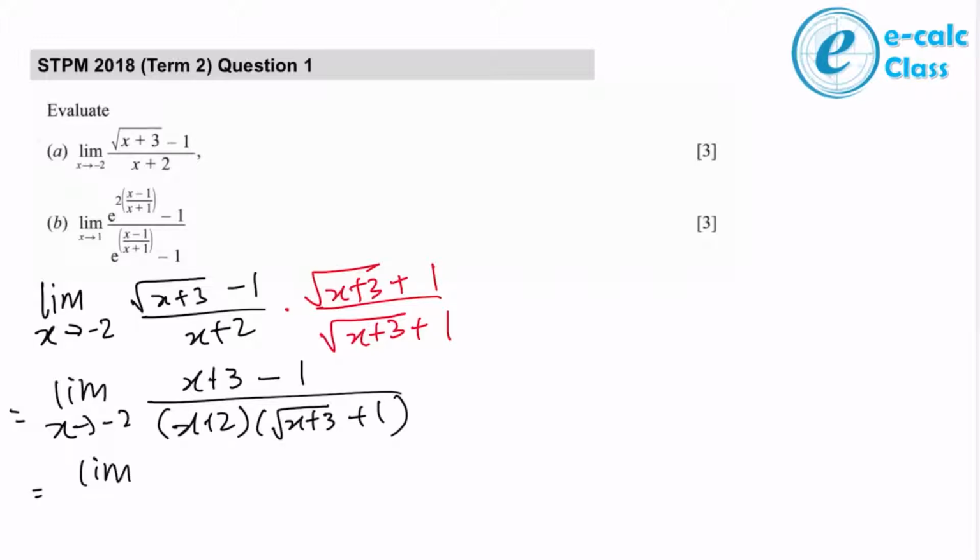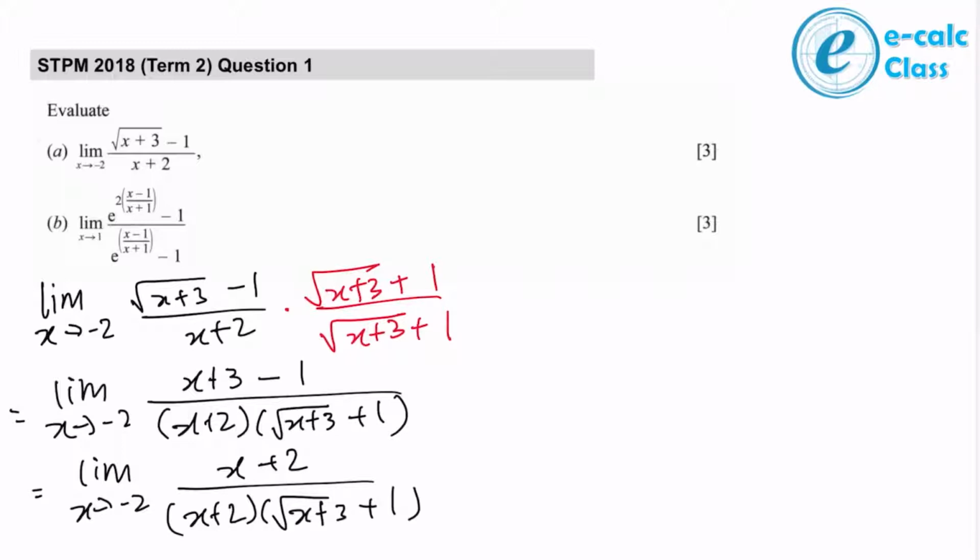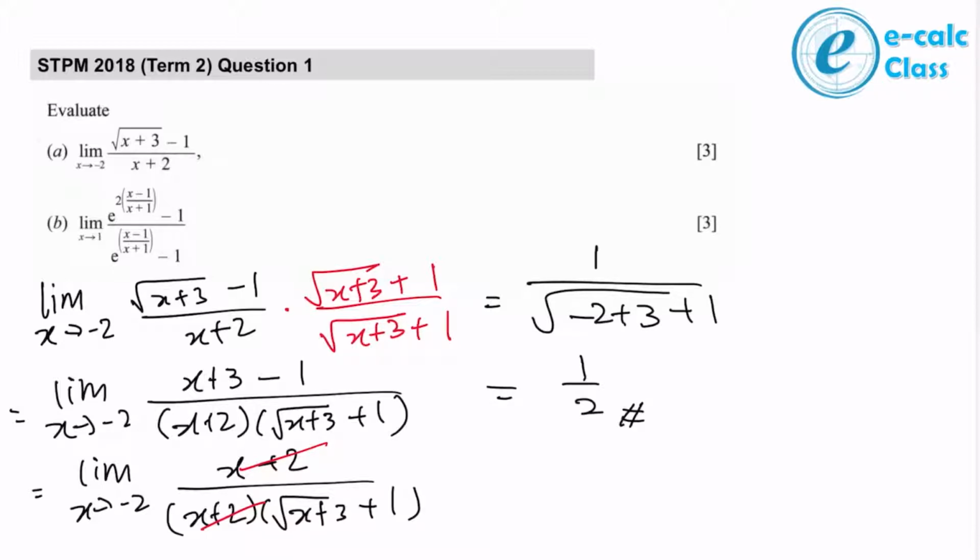And one more step, then you should be able to see x plus 2 over x plus 2 times square root of x plus 3 plus 1. So this and that can cancel. It should be 1 over square root of x plus 3 plus 1. Can you sub in -2 now? Yes. So it is 1 over square root of -2 plus 3 plus 1, which is actually 1 over 2. That's it. Very simple. Then question B is even easier.